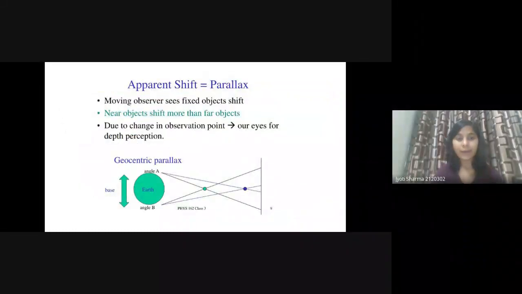There is more about this parallax effect. If you are a moving observer, you will see objects shifting. If there is a pole outside the train, you will see that the pole is moving, because it is the apparent shift. Near objects shift more in comparison to objects that are far away. So this will change your depth perception, and you have to correct it before using.